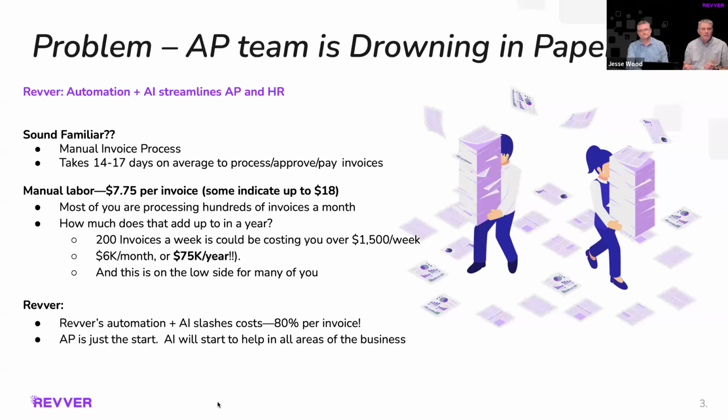So we're going to be looking at how Revver's automation and AI can slash those costs by up to 80% per invoice, right? And AP invoicing is just the start. We'll talk about some other areas where this can be helpful as well. We'll focus today's webinar on the AP side of things, but you'll be able to see how this can apply in a lot of different areas of your business.